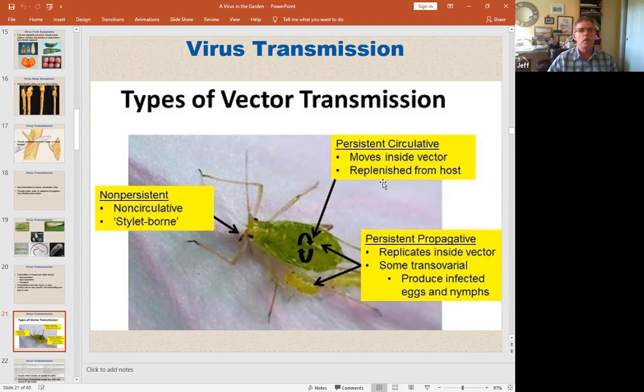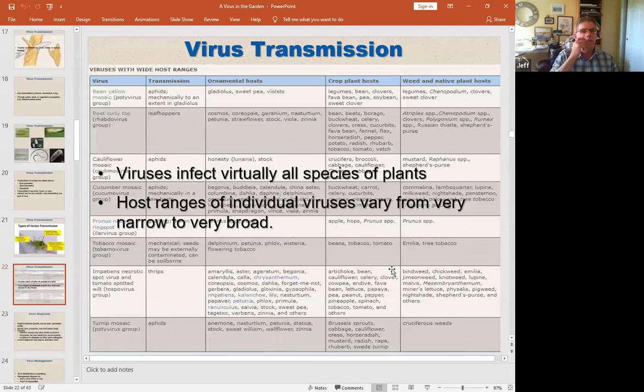There are persistent viruses which actually move around in the vector, or the insect in this case, and they can transmit over more feedings because the virus is always present in their system. Or the virus can be propagated. It actually multiplies in the insect and it can even be transmitted to eggs and nymphs of the following generation of insects. Viruses infect virtually all species of plants. The host ranges of individual viruses vary from very narrow to very broad, and as we go into individual viral diseases, we'll see some of that.